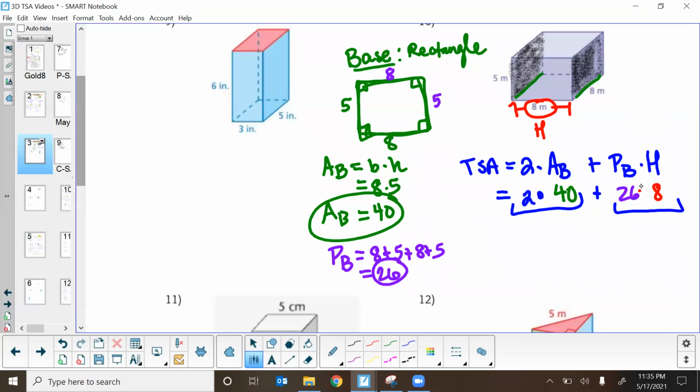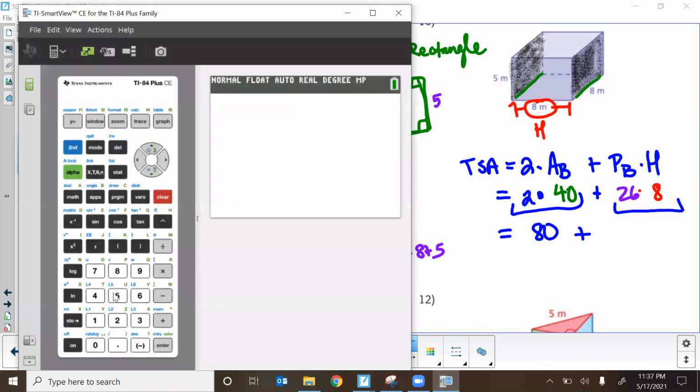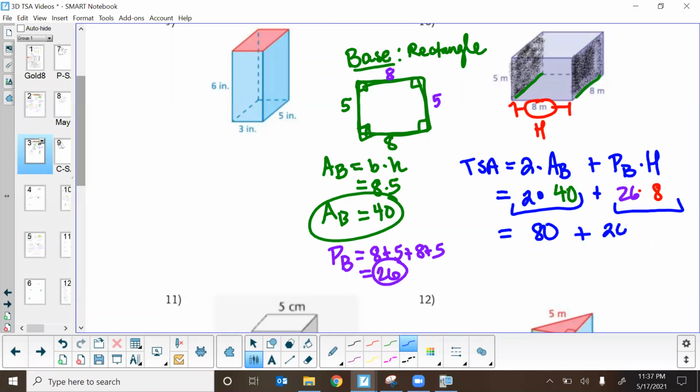And then I'll just get my calculator and figure out what these things are. I know that 2 times 40 is 80, and 26 times 8, let's get the calculator. Okay, I just want to double check 26 times 8 in my calculator. It is 208. Then I'll add that to the 80, and I will get 288 square meters for my final answer.